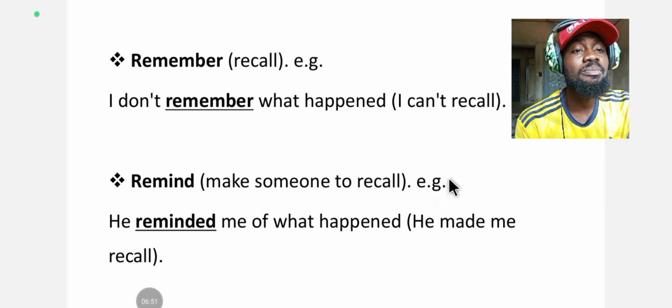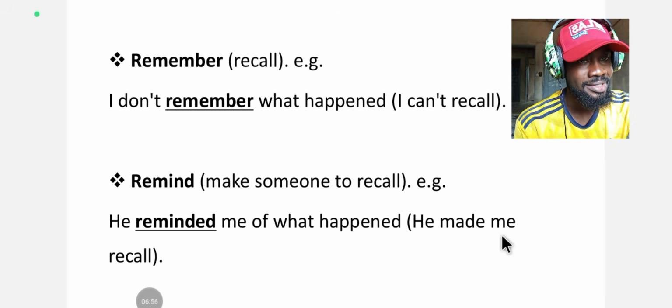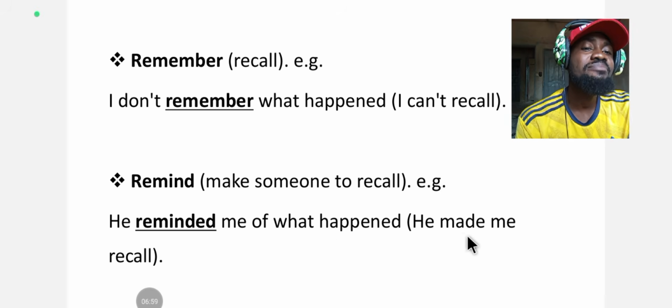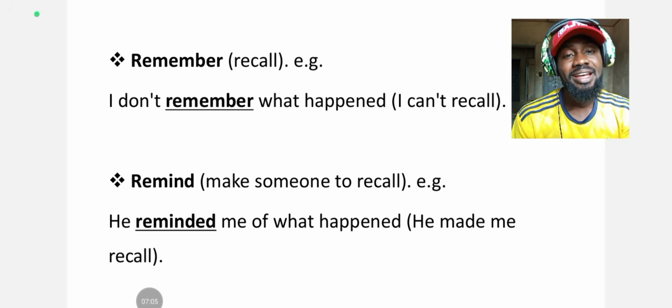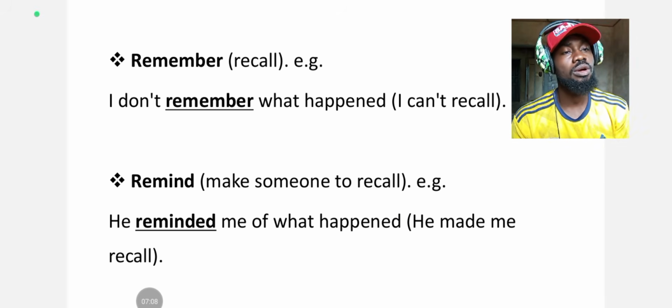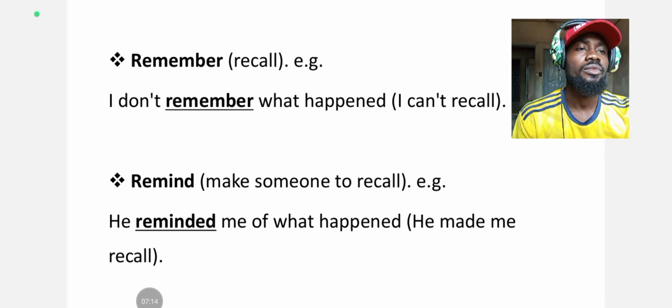Let's look at the examples we have here. He reminded me of what happened. Look at the statement in the bracket. It says, he made me recall. So he reminded me of what happened. And when you now come and use, he remembered me of what happened, it becomes wrong. Because remember means recall. But remind means make me recall what happened.